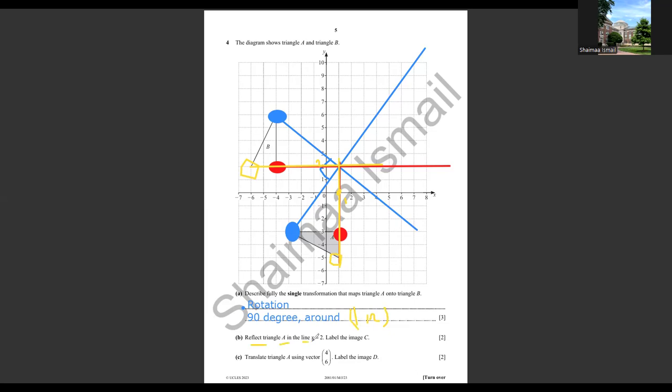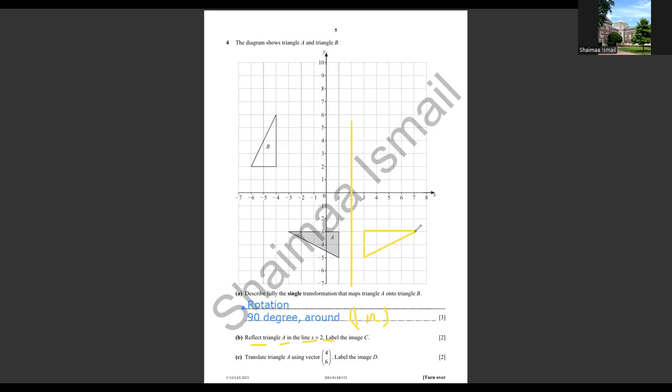Okay, reflect triangle A on the line x equals 2. Let's erase all these points because we're ready to make it. When you say x equals 2, we have to make a straight line like this at x equals 2, and you're going to reflect it like this. So that is 4 centimeters here, and another one down like this, and the last one will be like this. Label it C.